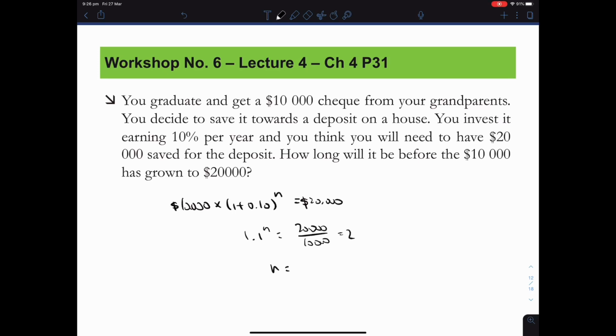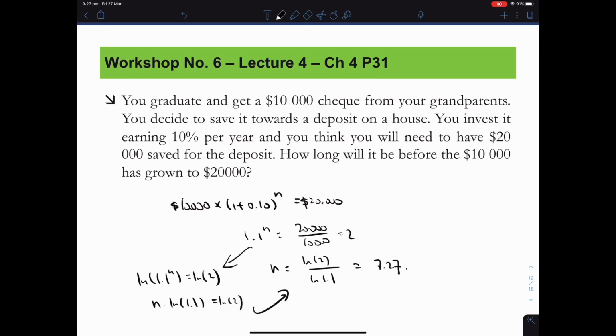n equals ln 2 over ln 1.1, and that equals 7.27. And if you're not sure why that's the case, you take ln, the natural log, on both hand sides. And having ln over there, the power can go to the front now. So that becomes n times ln 1.1 equals ln 2. And that becomes that.